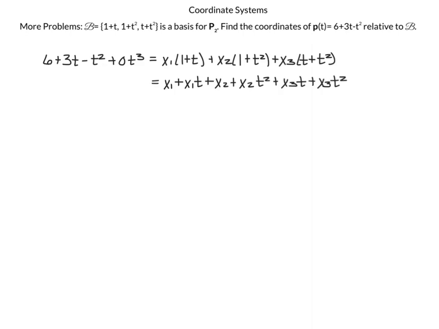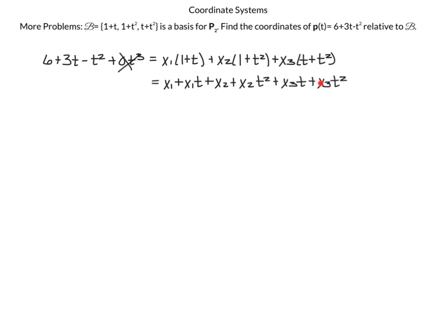But it's this new basis for P2. So I've written my polynomial 6 plus 3t minus t squared plus 0t cubed. Why did I do this? I'm not sure why there's a t cubed. I didn't need that because we're in P2. Well, certainly 0 is appropriate, but anyway, I'll just get rid of that. And I want to find that as a linear combination, so x1, my first constant, times my first basis vector, 1 plus t, plus x2 times my second basis vector, 1 plus t squared, plus x3, my constant, times my third basis vector, t plus t squared.